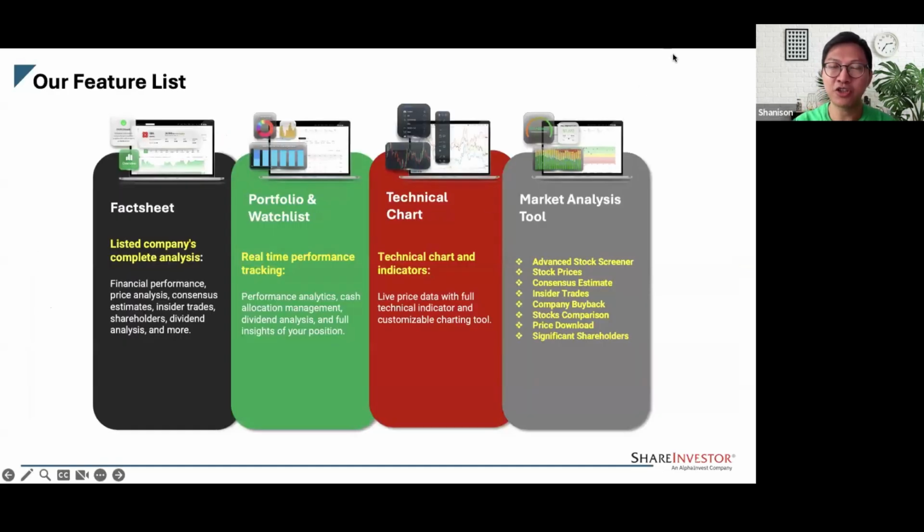Under shareinvestor.com, we have quite a lot of features. In the previous webinars, we covered things like fact sheets, portfolio and watchlist. And today, we are going to cover stock screeners.